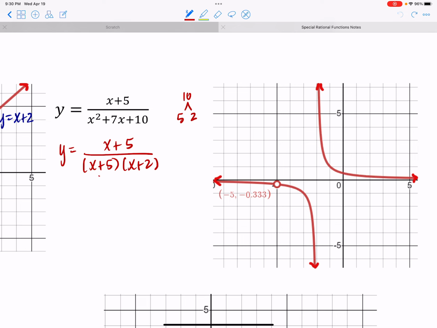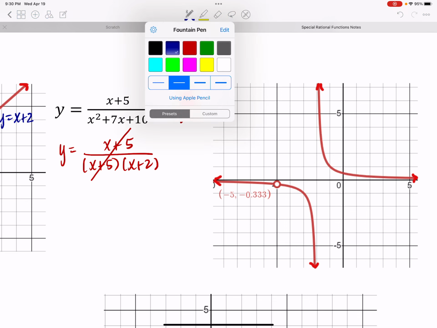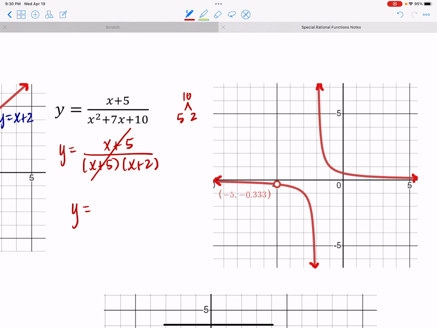But what happens is this one gets reduced out of the function, out of the equation, which means that vertical asymptote is no longer in my graph. Okay, all that I'm going to see on the graph is the simplified function, which is 1 over x plus 2. So 1 over x plus 2 still has a vertical asymptote at -2. And I see that in my picture.